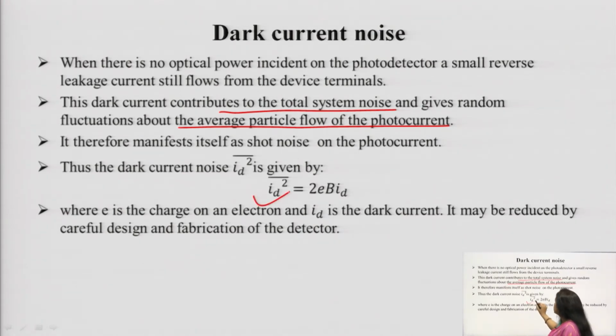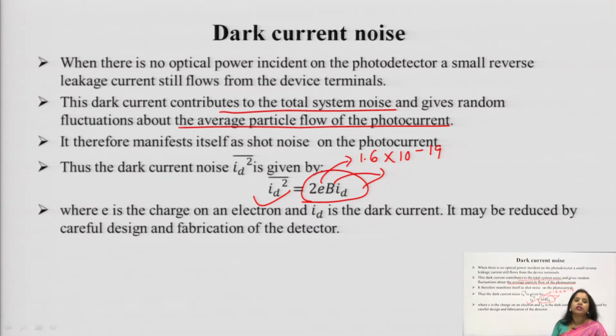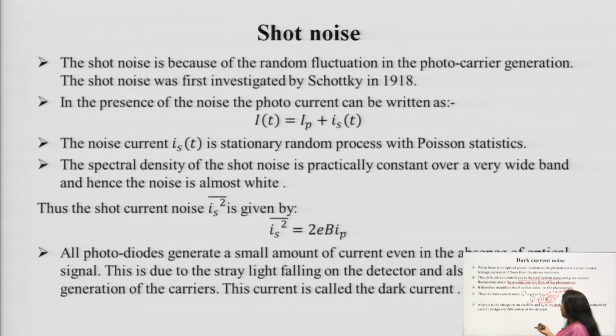It is given by id square bar = 2EBid, where the value of E you already know, 1.6 x 10 to the power minus 19, B is again the post detection bandwidth, which is our electrical bandwidth, and id is the dark current which flows in the system when no optical signal is given. So, by getting this value we are able to calculate the dark current noise which is flowing in the system.